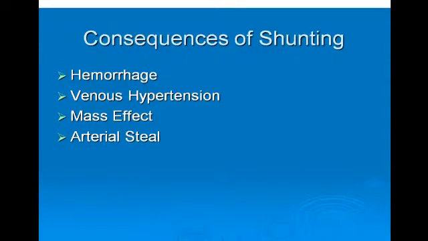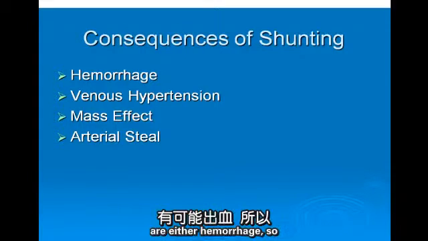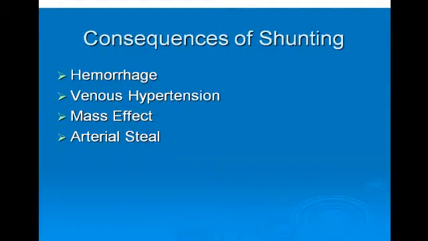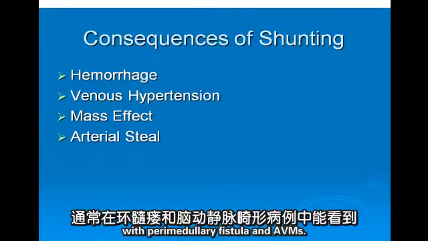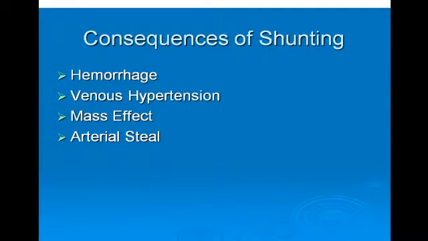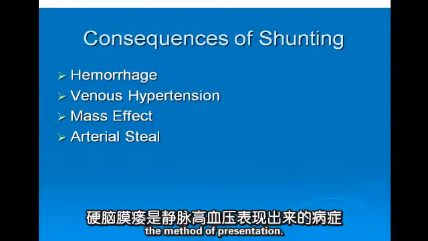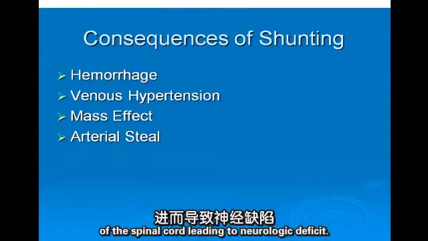So in the spine, the consequences of the AV shunting are either hemorrhage, so if there's an aneurysm or weakened vein, hemorrhage can occur, and that's seen with perimedullary fistula and AVMs. I'll get into that in a minute. Venous hypertension is not uncommon with dural fistula. In fact, that is the method of presentation. So elevation of venous pressures leads to poor drainage of the spinal cord, leading to neurologic deficit.